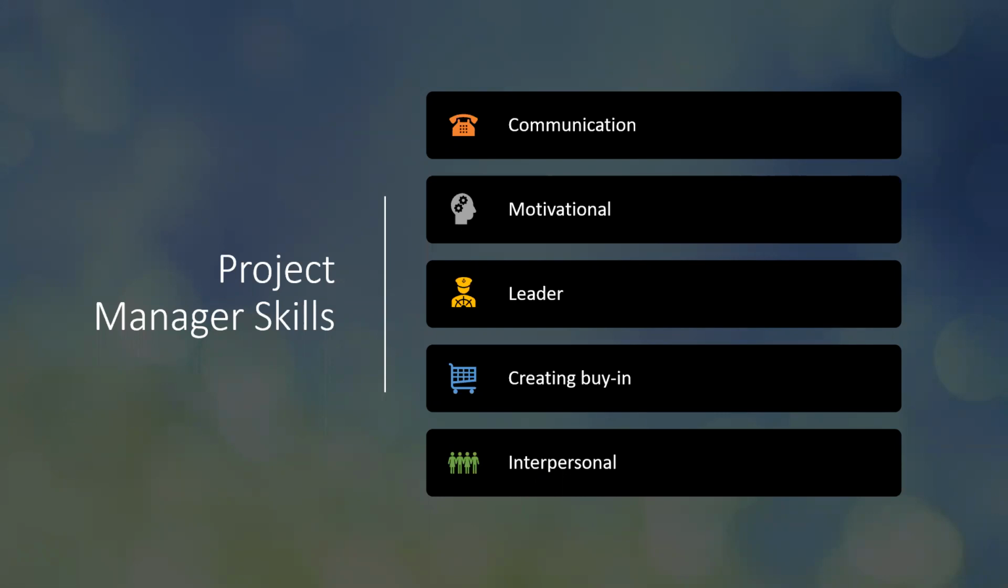In addition to these, because we already discussed good communication skills, being motivational, a good leader, creating buy-in for those who really aren't on board with the project, and having good interpersonal skills, what are some other good qualities that you've seen a project manager have that allowed them to effectively lead their team, but also see through to the success of the project?